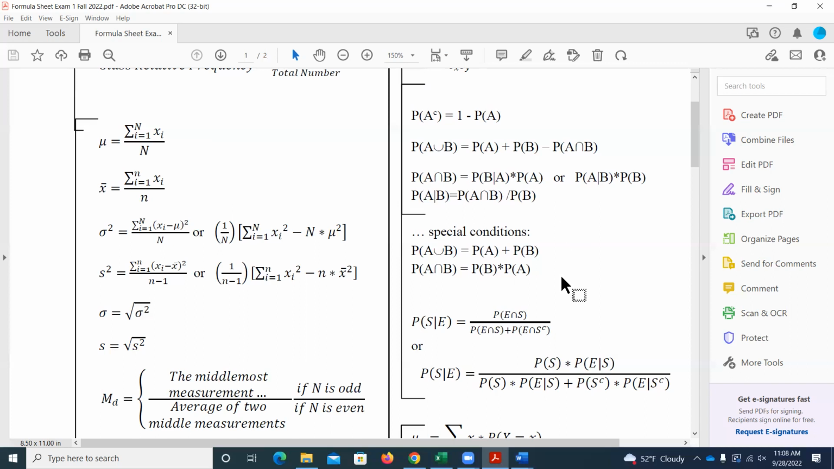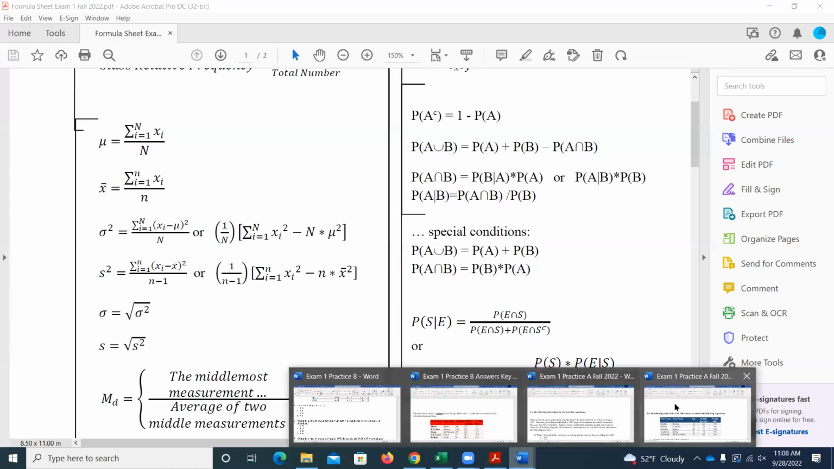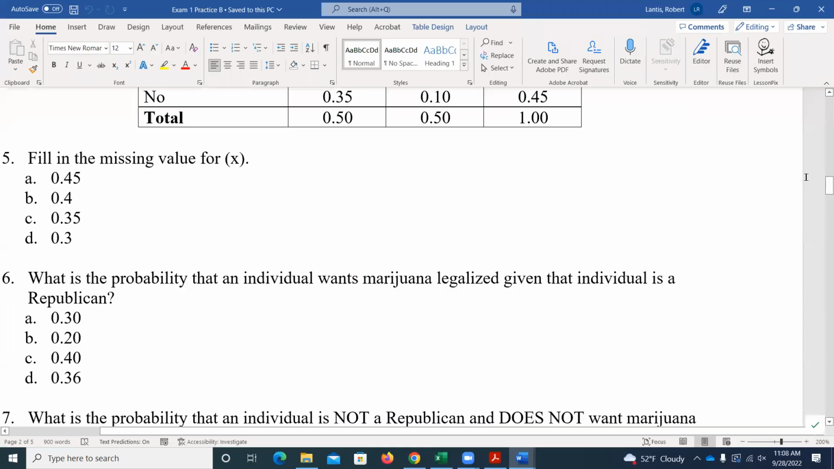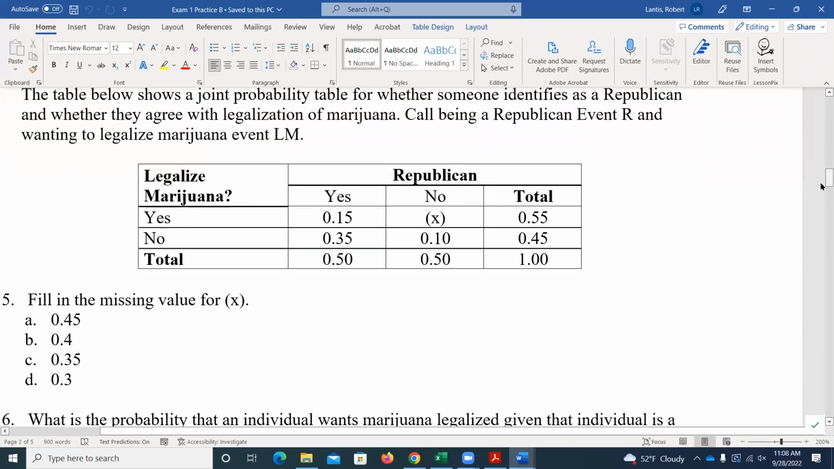So I go back to my contingency table. Which one was it? Was it this one right here? Yeah. What's the probability that they're Republican and want marijuana legalized?